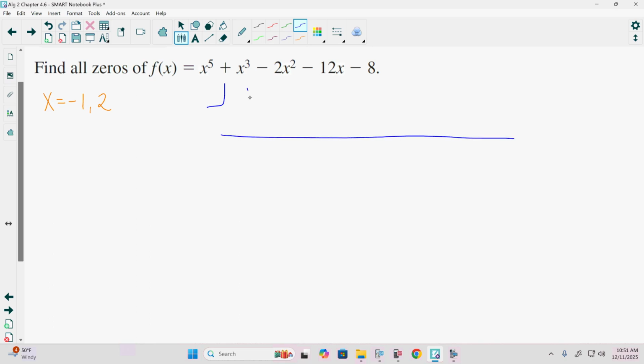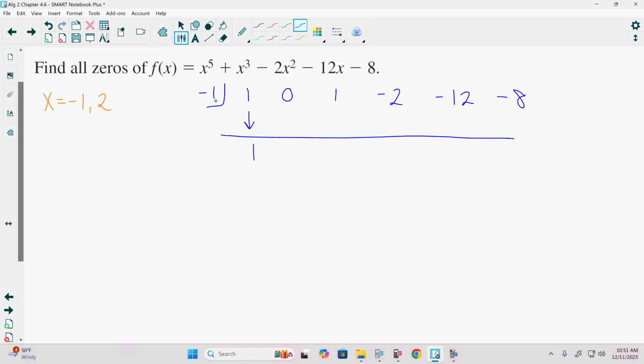And we can use synthetic division to show that. Now, if it doesn't work twice, then we're going to have to use the rational zeros and go about other ways to find the other 3 zeros.